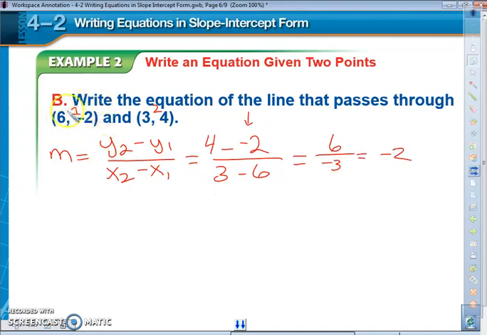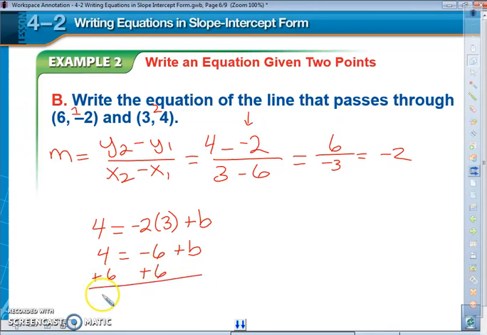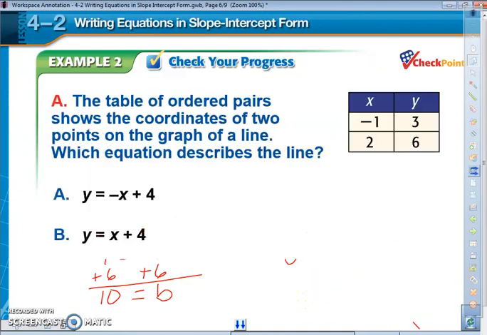All right, so let's choose the second one since it's positives. So 4 equals -2 times 3 plus b. So 4 equals -6 plus b. I'm going to add 6 to both sides and get 10 equals b. So my formula is y equals -2x plus 10. All right, let's keep going.